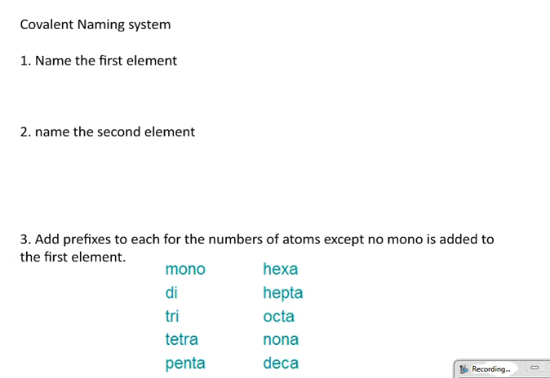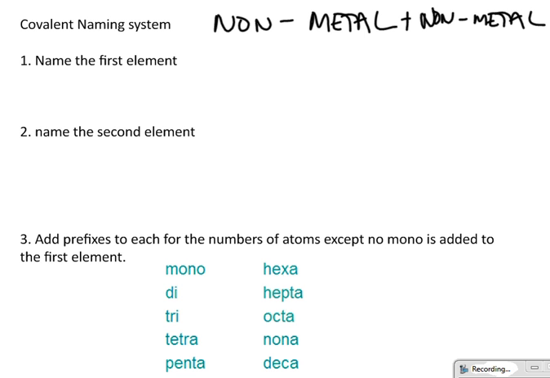Then, covalent naming system. A covalent compound, remember, is always going to be a nonmetal and a nonmetal. How do you spot a covalent compound very easily? It begins with a nonmetal. Nonmetal first and a nonmetal second. All the covalent compounds we're going to name at the start of chemistry, pretty much the whole year, are always going to be binary. So it's going to be just two nonmetals from the right side of the periodic table.